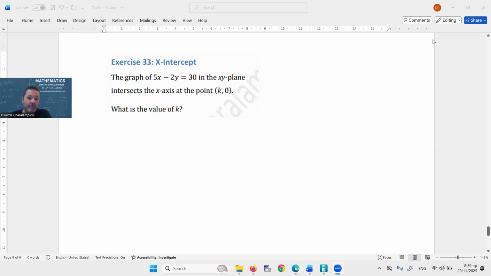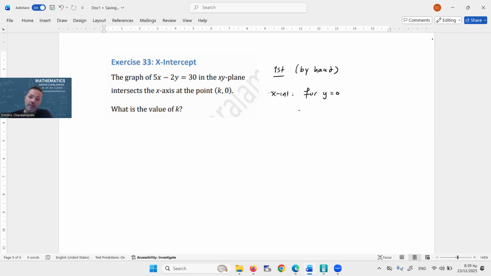Exercise 33. The graph of 5x minus 2y equals 30 in the xy plane intersects the x-axis at the point k, 0. What is the value of k? I could do this by hand by simply recognizing that the x-intercept can be found for y equals 0.